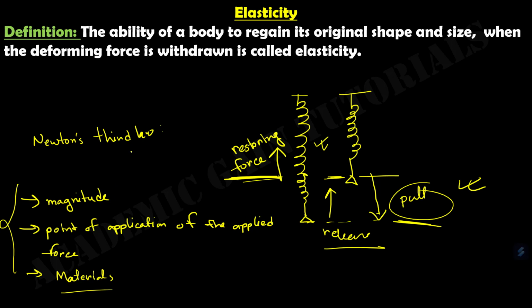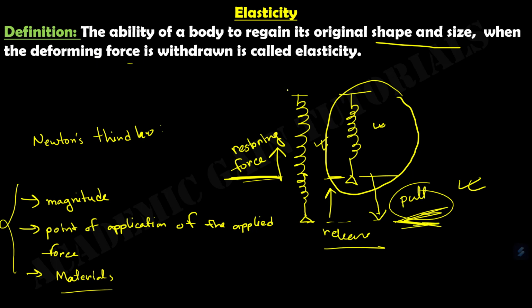So what is the definition of elasticity? The definition of elasticity says that the ability of a body to regain its original shape and size. So when we release the pull force, it tends to regain its original shape or size when the deforming force is withdrawn, and this is called elasticity. So when we withdraw our external force, the body regains its original shape and size, and this property is known as elasticity. So you have to remember this definition of elasticity.